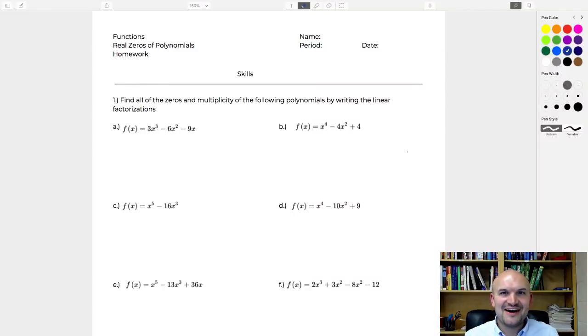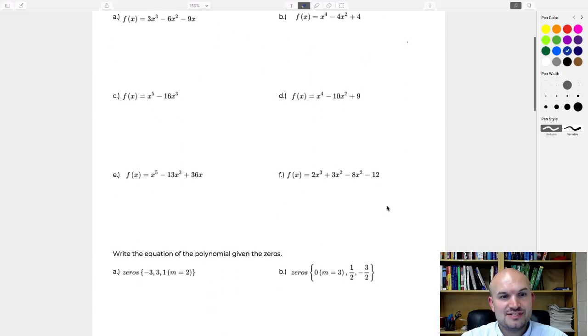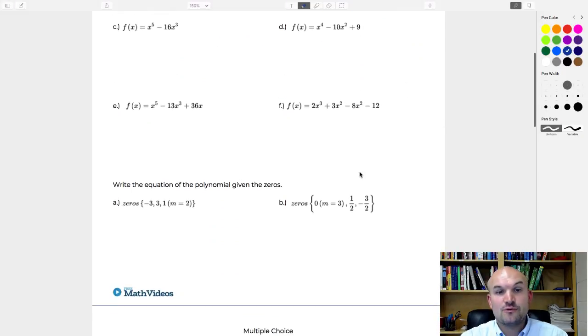All right, let's kick it off with another live stream covering real zeros of polynomials. Basically what I'm going to cover in this lesson is finding the real zeros by factoring. We're also going to work into writing the equation when given the real zeros.